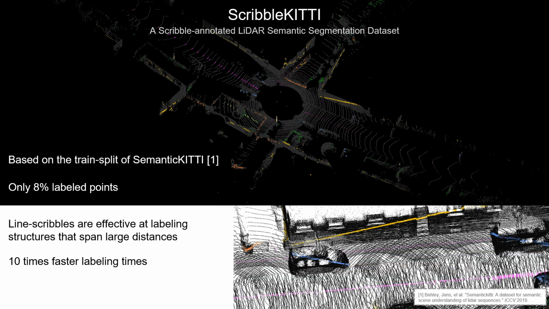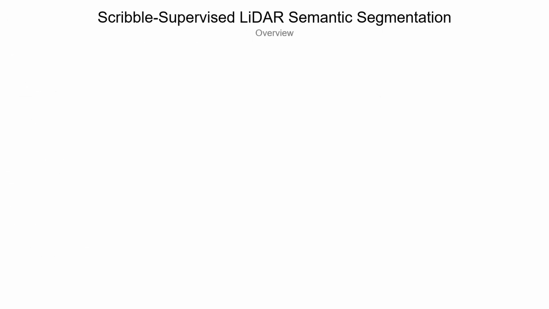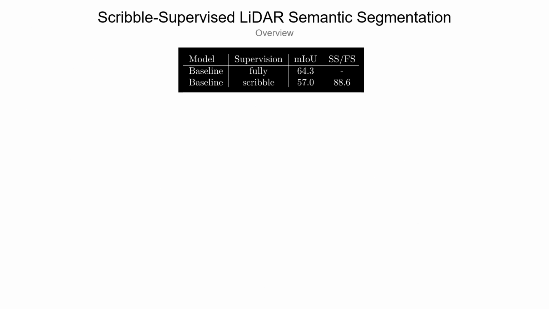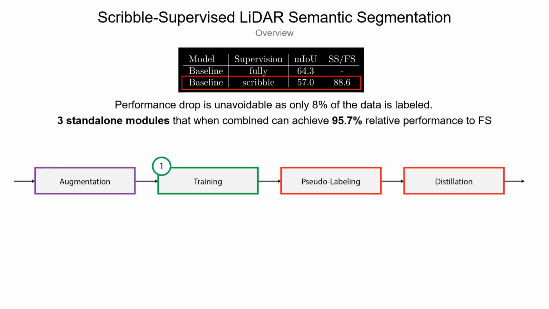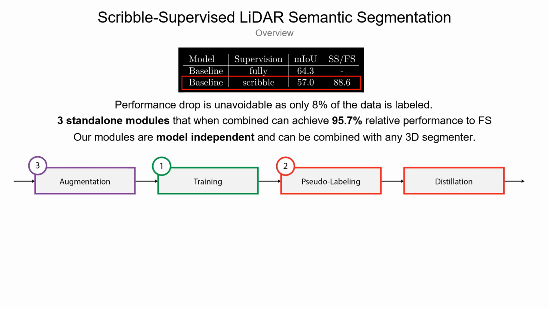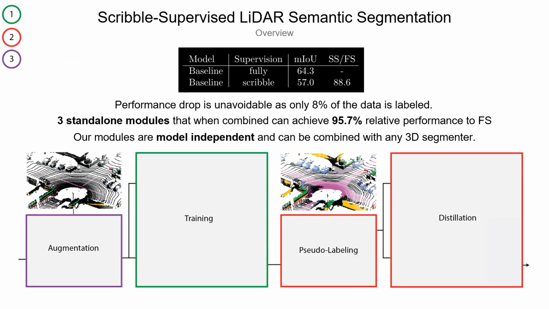As mentioned before, naively training with such Scribble annotated data results in a considerable performance drop compared to the fully supervised setting. This is caused by the lack of available supervision. Remember, 92% of the data remains unlabeled, which means 92% of the data is not being used to supervise the model. We address this issue by introducing three standalone contributions that can be paired with any off-the-shelf 3D semantic segmentation model. Now, let's take a look at each module one by one.